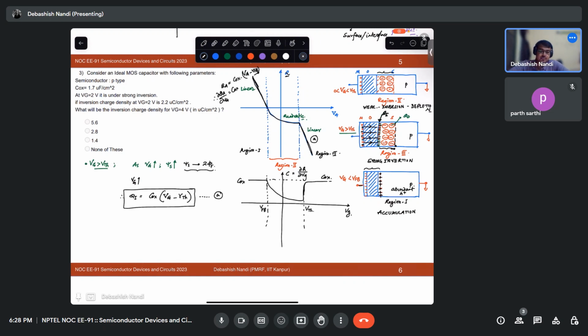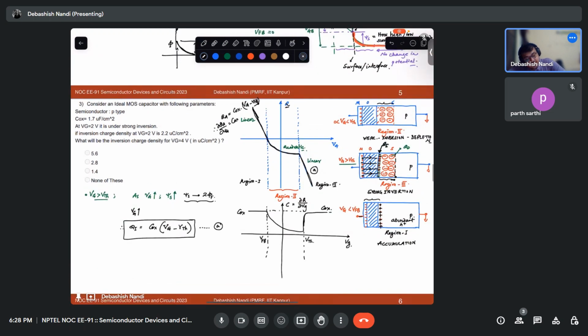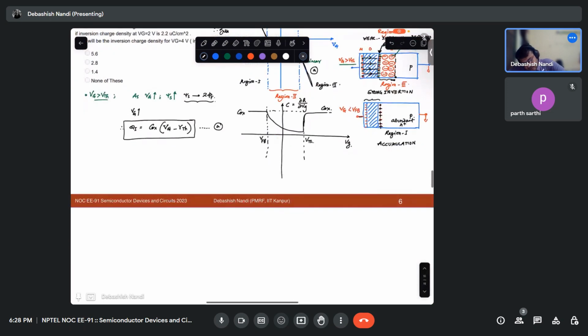Okay, and in this region, this charge Qd will dominate. So you need to find out how Qd relates to Vg. How will it relate to Vg?